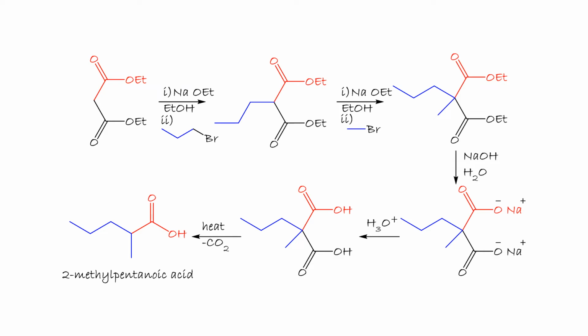So starting with diethyl malonate, add sodium ethoxide in ethanol and then add the propyl bromide, we get this compound. Sodium ethoxide again to this alpha hydrogen, form the enolate, then react that with methyl bromide, we get this compound. Then saponification with sodium hydroxide and water to form the salt, hydrolyze to get the carboxylic acid, heat the carboxylic acid, lose CO2, and get the product.